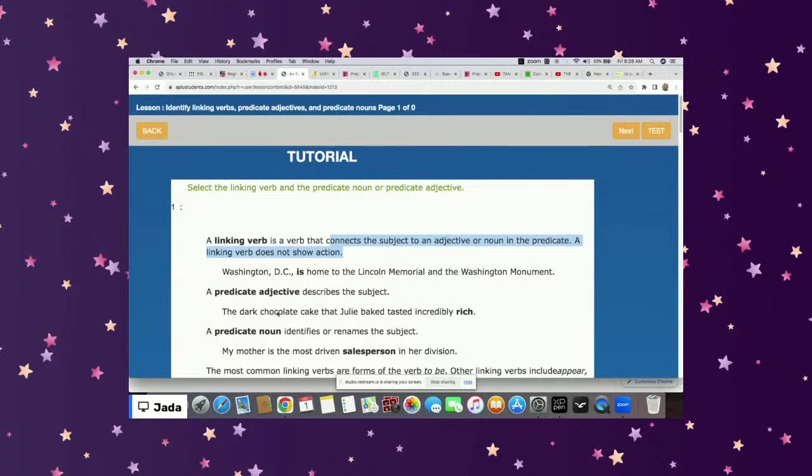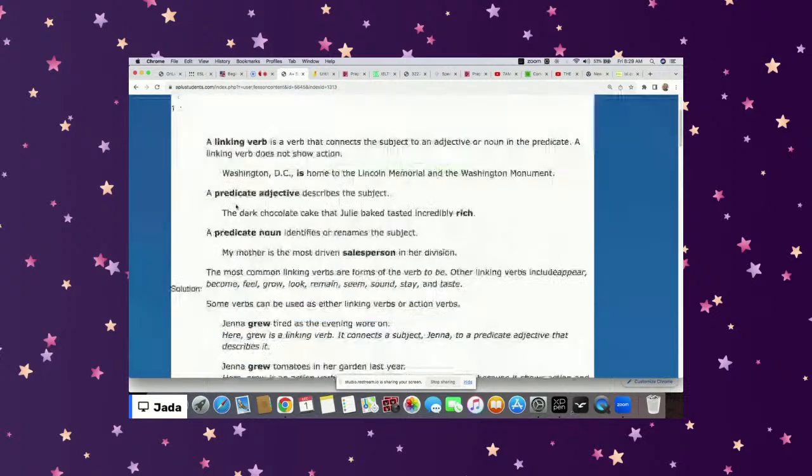Now, a predicate noun identifies or renames the subject. The predicate noun identifies or renames the subject. My mother is the most driven salesperson in her division. So it's renaming the subject, salesperson.